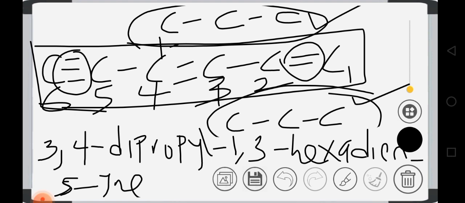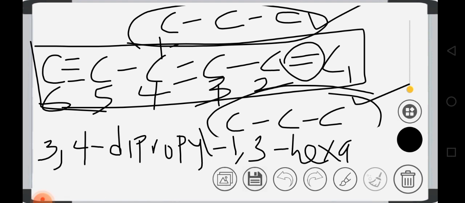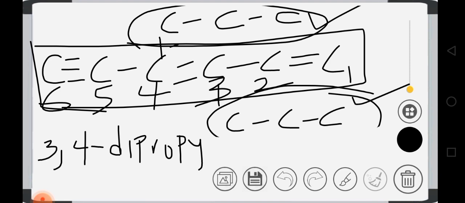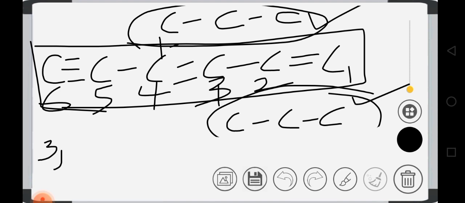Now let me try and use the new naming. This is what we are going to have. Now this one is still going to show up. Still going to be 3, 4 dipropyl.